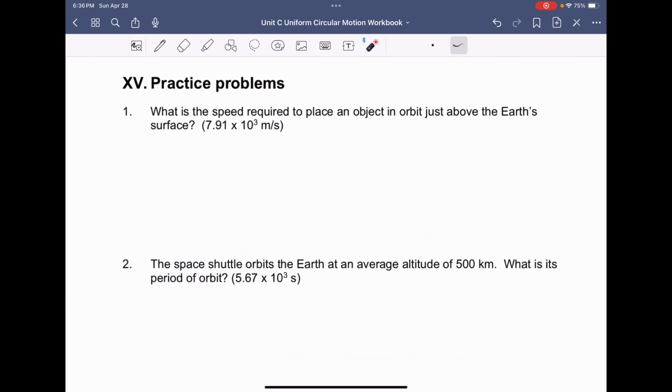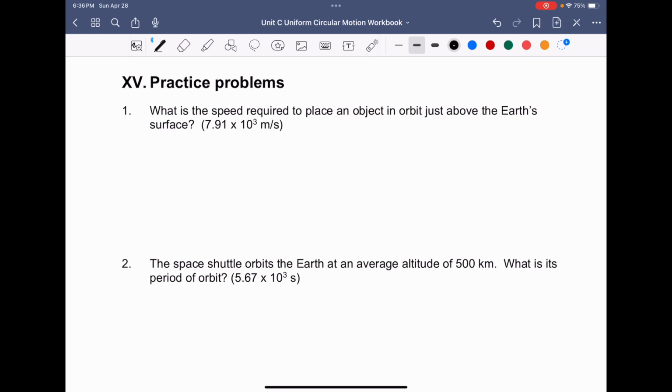Okay, let's do some practice problems here. In these practice problems, we really want to think about classifying that centripetal force, that center-seeking force, as the gravitational force of attraction. What is the speed required to put an object in orbit that is just above the Earth's surface? When they say just above, let's take it to mean that it's just going to be the Earth's radius, because we're just going to apply it like millimeters from the Earth's surface.